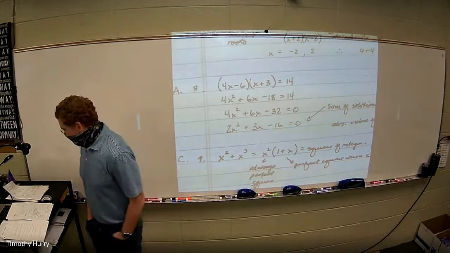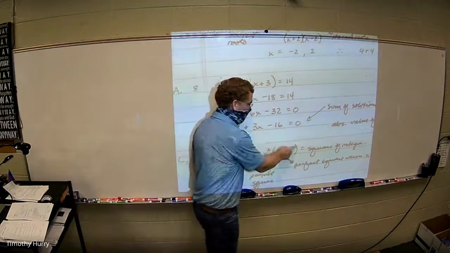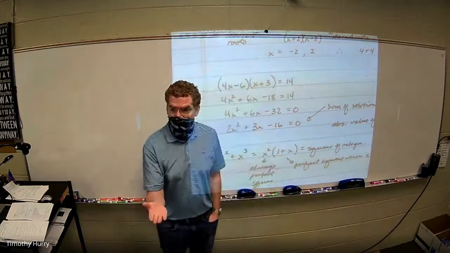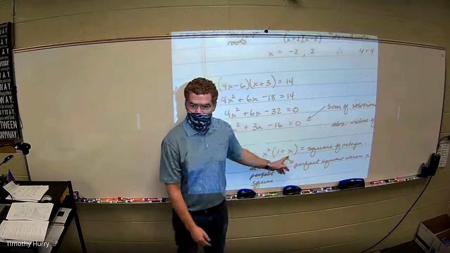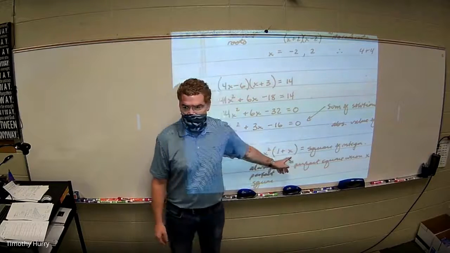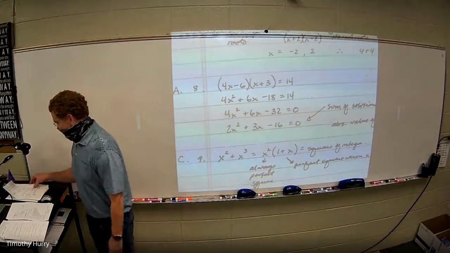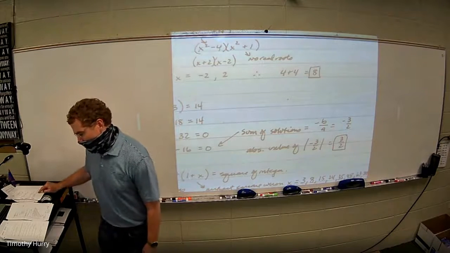So if I think about all the numbers that are perfect squares, I could get a perfect square if this was 4, which would mean x would be 3. I can make that a perfect square when it's 9, which means x would be 8. I can get a perfect square when that's 16, which means x is 15. So I just went through there and said, okay, how many different x's would make that a perfect square?